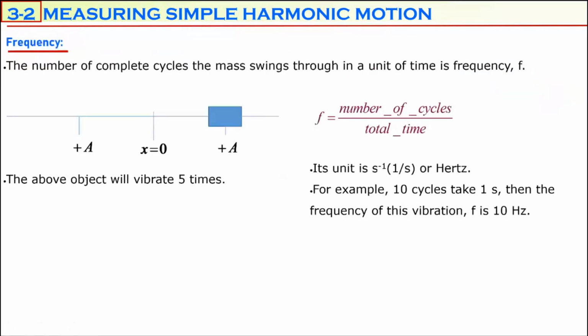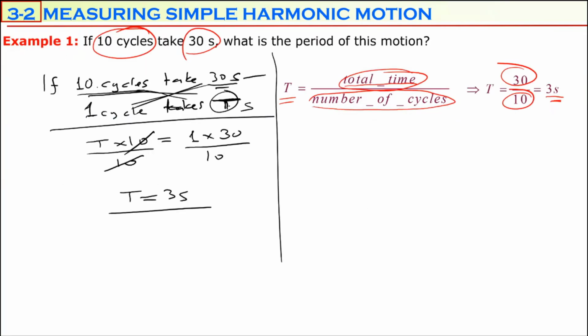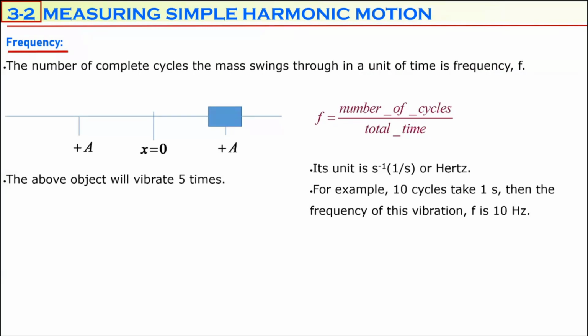And now frequency. What is frequency? Period and frequency are reverse things. In period, we are measuring time for one cycle, but in frequency, we will measure number of cycles in 1 second. So frequency definition, number of complete cycles of the mass swings in a unit time. That unit time is 1 second. In 1 second is called frequency of this vibration and represented by F. F is the symbol of frequency.